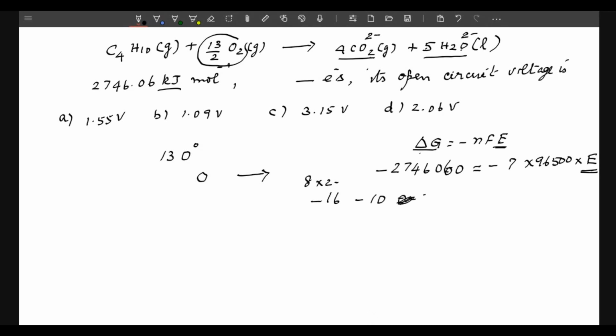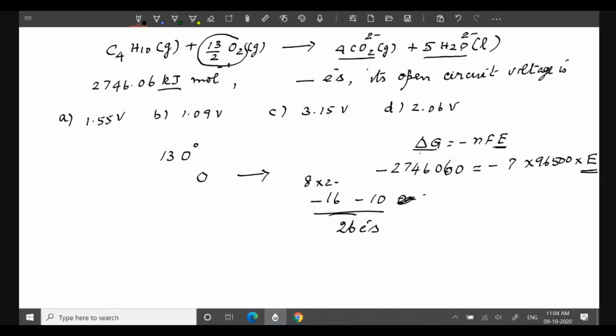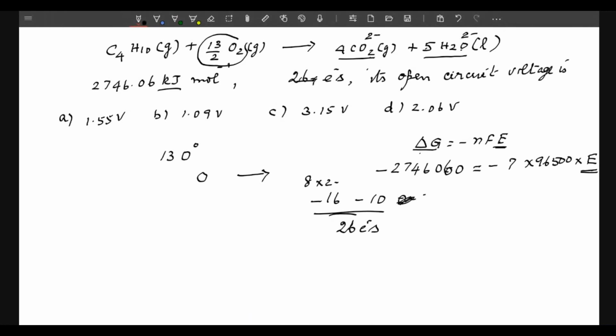Therefore, altogether, how many electrons are present here? 26 electrons are consumed. That is, oxygen in 0 state is converted to oxygen in 2 minus; totally 13 oxygen in 0 state converted into 13 oxygen in 2 minus state, that is equal to 26 electrons. And in the question, they have given it as 26 electrons. But you should have the practice of calculating the electrons also. Therefore, I have omitted this. Put it and find out the correct value.